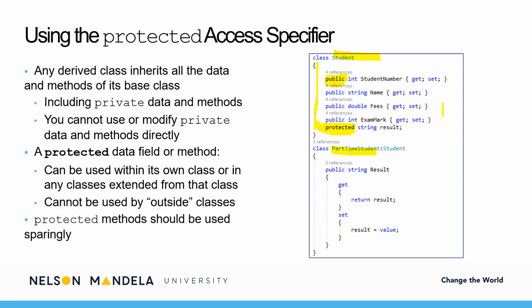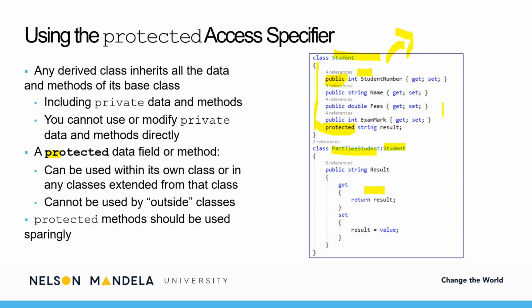And if it's declared public, it means that it can be accessed outside this class, maybe in your main class or in your form or other classes which are not related to the student class or the child classes. But if a field is protected, it means that only the child classes that inherit from the student class can have access to that or make changes to it. An example that we have here is a result that is protected.